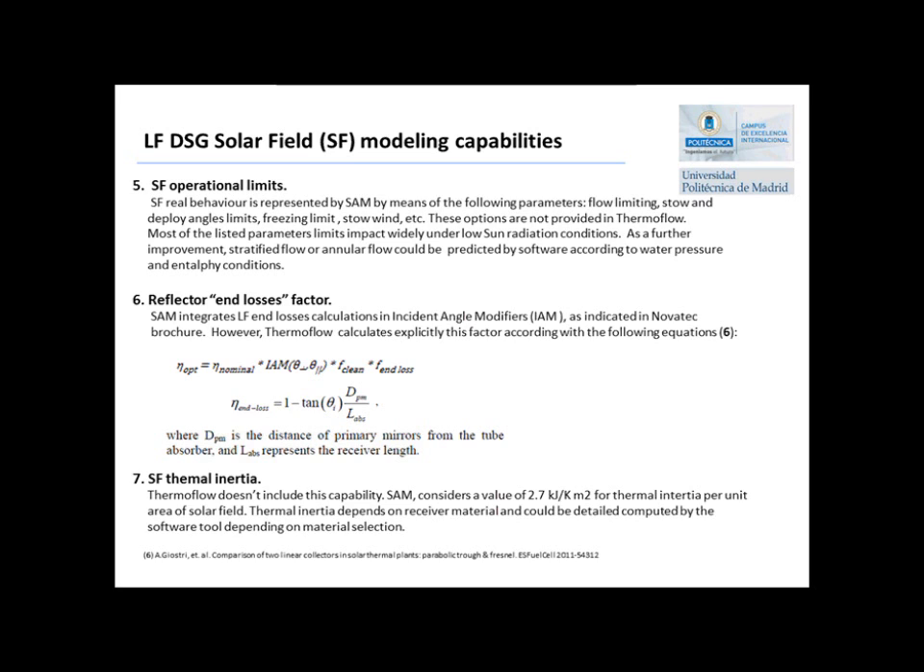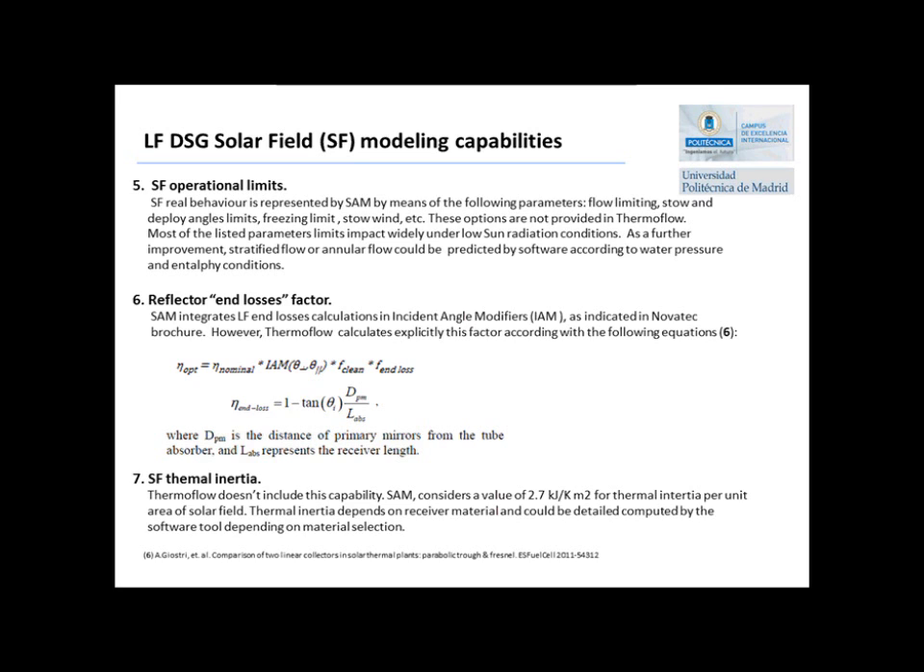Solar collector end losses factor. Thermoflow explicitly calculates the solar collector end loss factor based on the following equation. And this equation is based on three variables. The first one is the distance of primary mirror from the tube absorber. The second one, the receiver length, and the last one, the longitudinal incidence angle. Some consider end losses factor included in incident angle modifier values, as detailed in Novatec commercial brochure.